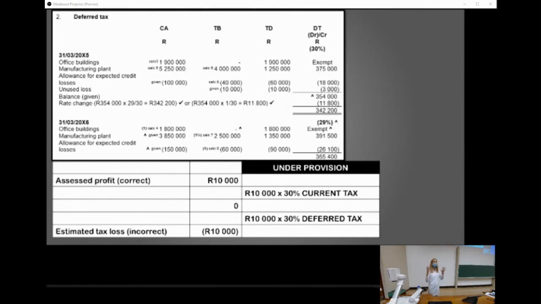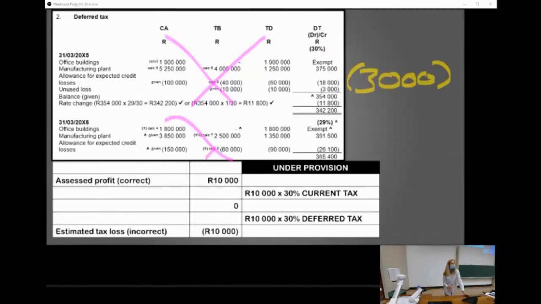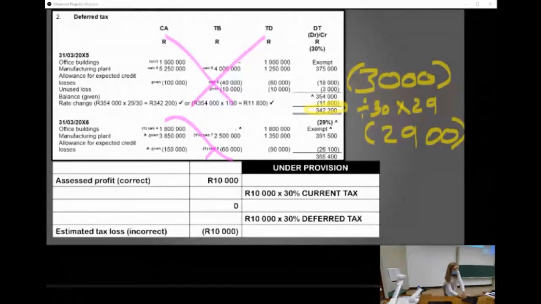why is that, or do I have to take the 3,000 divided by 30% times 29%? Okay, but that's exactly what we are doing. That's exactly what we are doing, because if we take away all the other amounts in this tax calc, effectively what is happening in this deferred tax calc is we are saying we've got the 3,000 debit amount, the asset amount, that we are dividing by 30%, multiplying by 29, giving me the 2,900 over here. Okay, so included in this 342,200 is the 29, included in the 354,000 is the 3,000.